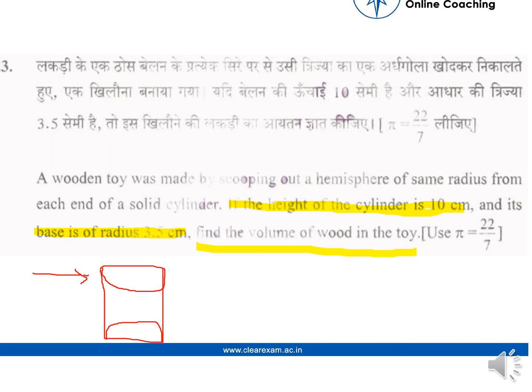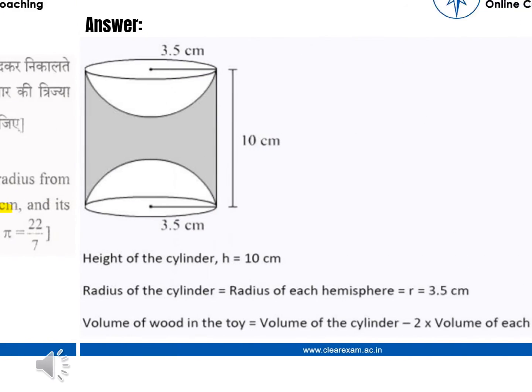Now what it is saying, the height of this cylinder is given, h is equal to 10 centimeter and its base radius is 3.5. This is 3.5 centimeter. We need to find the volume of the wood of the toy. It means we need to find the volume, the capacity of this wooden toy. So let's find out how we can find the capacity of this wooden toy.